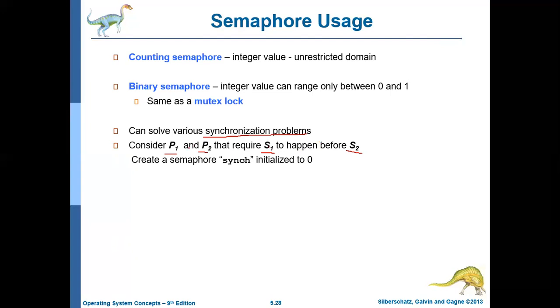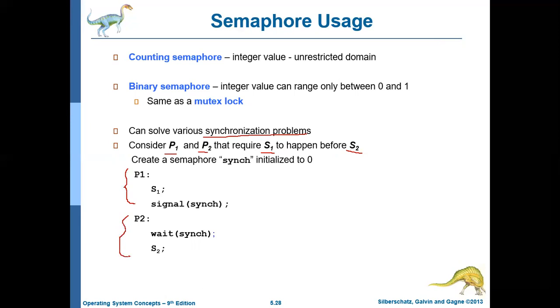S1 is an instruction available in the process P1 and S2 is an instruction available in the process P2. But while executing, this order should be maintained: S2 should never be executed before S1. Only after S1 gets executed, S2 should be executed. So this can be ensured using semaphores. So here is an example. This is the part of process P1, and this is the part of process P2.